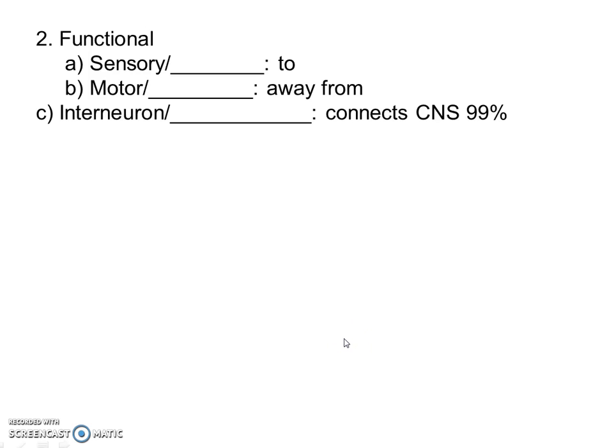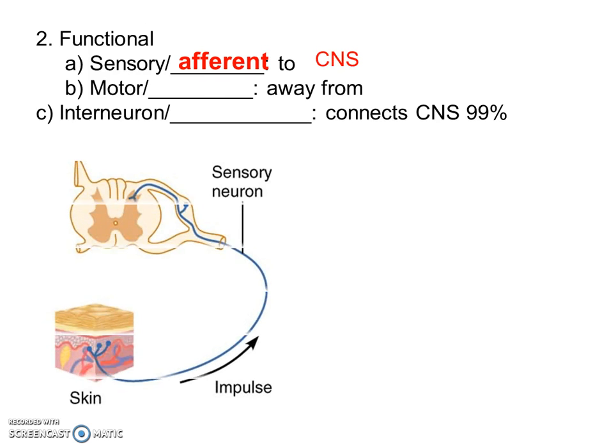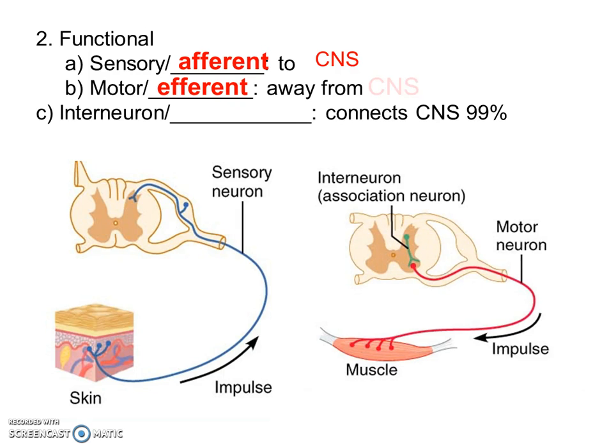So we can also name neurons by their function, how they work. Sensory neurons are going to be afferent. They're going to receive the information from the environment and send the information possibly to the brain and the spinal cord. Motor, or efferent with an E, are going to be transporting messages away from the central nervous system to an effector, either a muscle or a gland. So exiting is efferent, going towards is afferent.